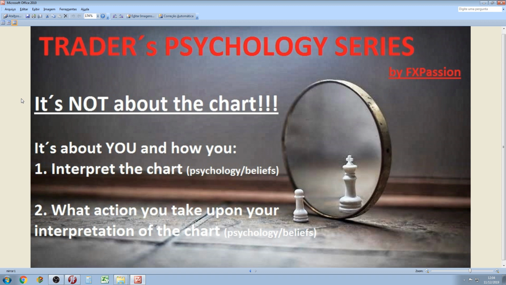Okay, so it's not about the chart and it's not about the news, talking about fundamentals. It's about you and how you interpret the chart or the news, and we're talking about psychology and beliefs. And number 2, it's about what action you take upon your interpretation of the chart or on the news.